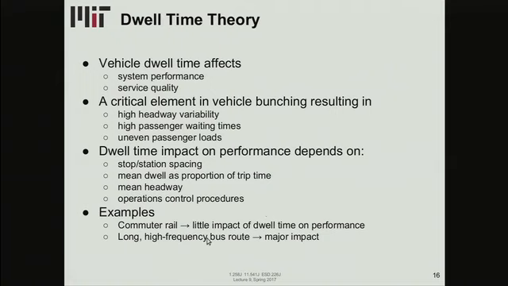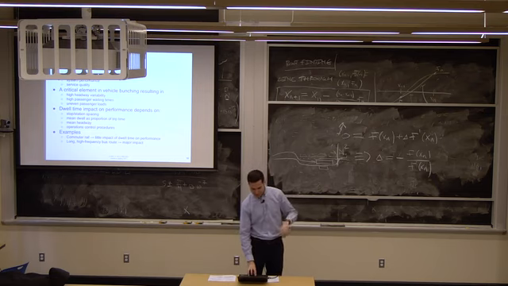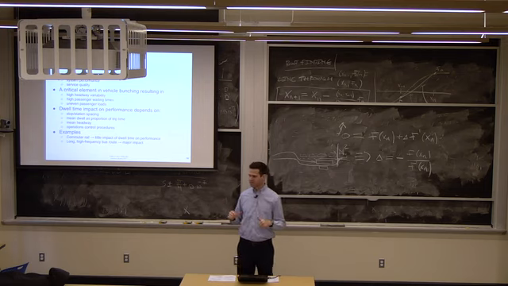So some examples based on these factors. On the one hand, you have commuter rail. We gave that example earlier. Little impact of dwell time on performance. That makes sense. Commuter rail has long distance between stops. It stops at every stop, and most of the time is spent in movement, right? So the percentage of time spent dwelling is small. On the other hand, you have a very long, high-frequency bus route. So the likelihood of bunching here is really high, and it's hard to control this, right?